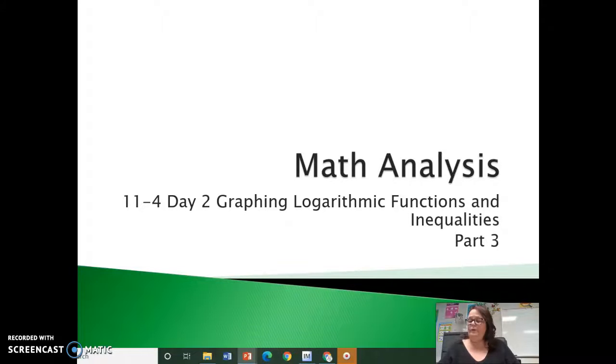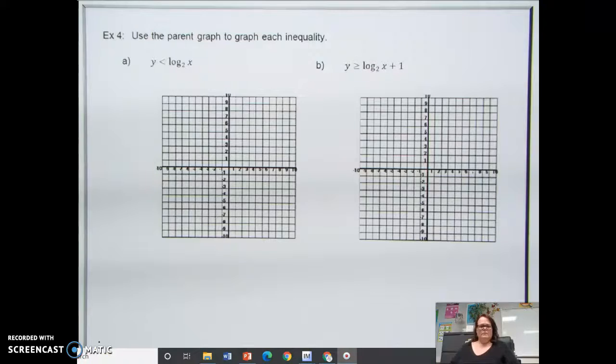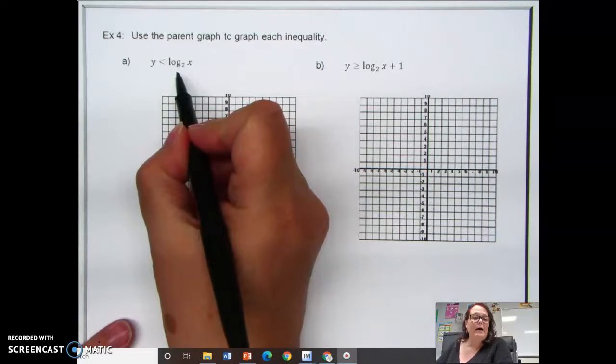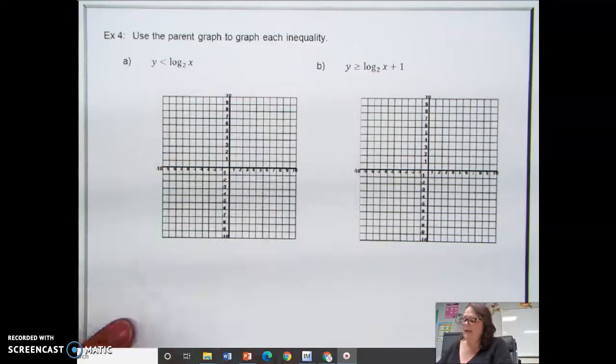All right, so in part 3, we're going to focus on inequalities and see how we do our shading and our dashing and our solids and all that good stuff. So if we take a look at this first graph, that is our parent graph for a base 2 log. And so we know those points. So remember again, the word log is like the what power. So what power of 2 gives me x.